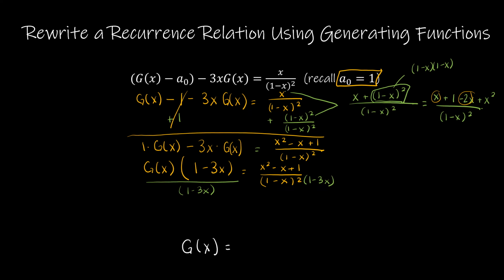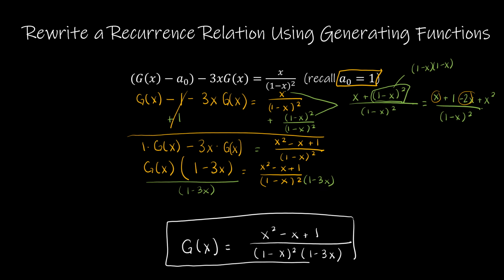which means my final solution is x squared minus x plus 1 divided by 1 minus x quantity squared, 1 minus 3x. Now, before I would continue, you should always look at that numerator and say, okay, can I simplify the numerator? Will it factor? Can I get rid of any of the factors on the numerator and denominator? And the answer in this case is no. So from here, this is where we're going to pick up where we left off in the last video.